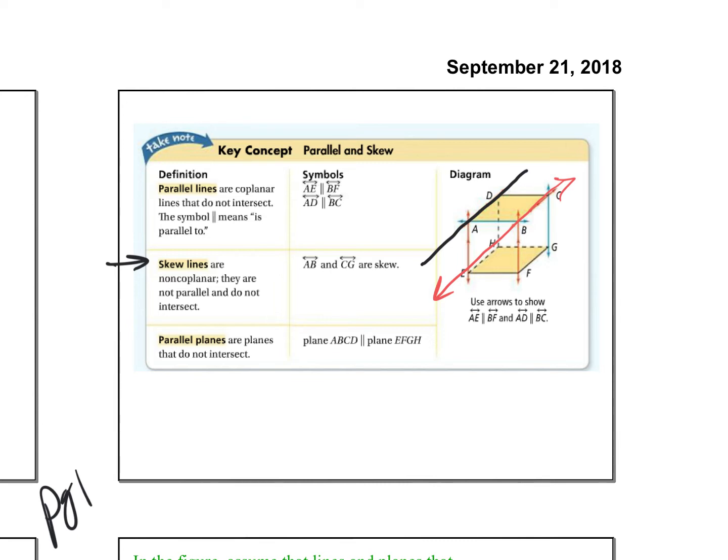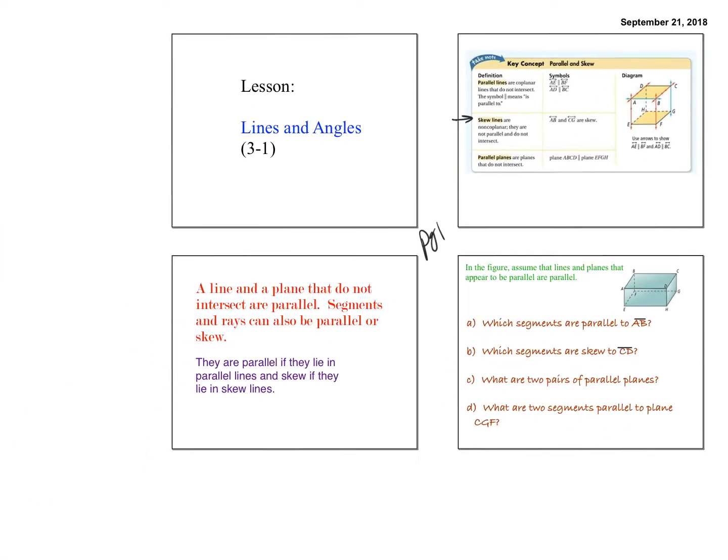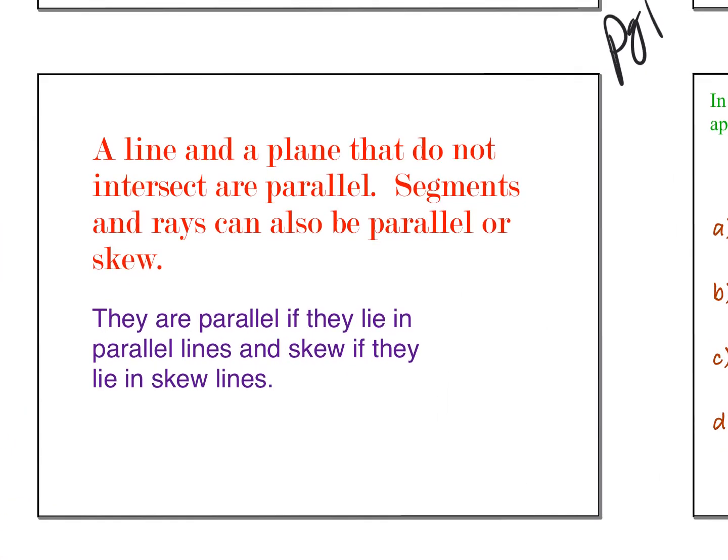Those are definitely planes that do not intersect. So parallel planes are planes that do not intersect, such as the top, bottom, the two sides, and the front, back. Correct? Okay, those are our terms. A line and a plane that do not intersect are parallel. Segments and rays can also be parallel or skew. They are parallel if they lie in parallel lines, and skew if they lie in skew lines.